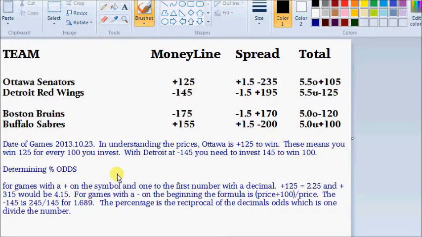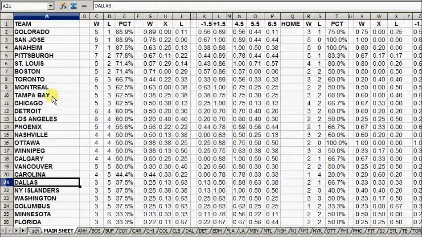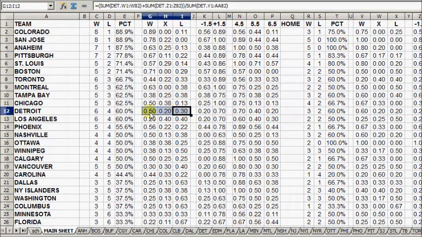I made a spreadsheet last week that does this very fast. I mean, I can handicap games extremely fast, which is what I'm going to do now. Ottawa and Detroit. Here's the spreadsheet that I made. It's got all the teams. You've got Detroit here, which states the win-loss record, 6-4 with a 60% ranking. Then you've got the WXL, which means how many times you win in regulation, how many times they go to overtime, how many times they lose in regulation. So Detroit wins half the time in regulation.